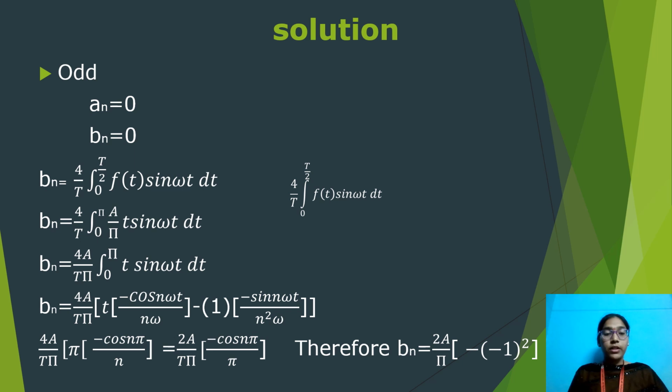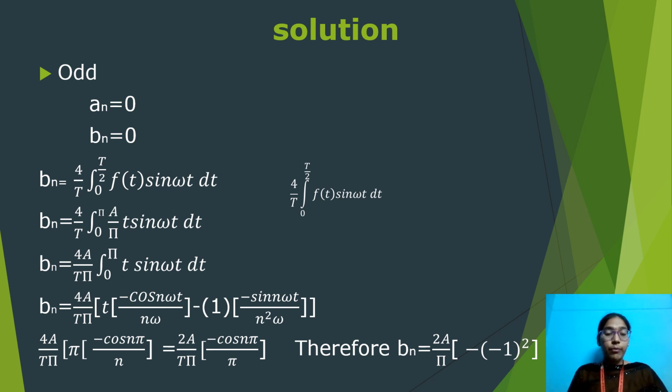It is an odd symmetry. The formula for odd symmetry is Bn equals 4 by T integral 0 to T by 2 f of t sin n omega t dt. Bn equals 4 by T, the limits are 0 to pi, a by pi t sin n omega t dt. Taking a and pi outside, Bn equals 4a by T pi integral 0 to pi t sin n omega t dt.